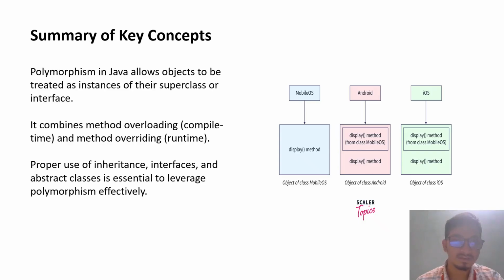Summary of key concepts. Polymorphism in Java allows objects to be treated as instances of their superclass or interface. It combines method overloading, compile time, and method overriding, runtime. Proper use of inheritance, interfaces and abstract classes is essential to leverage polymorphism effectively.